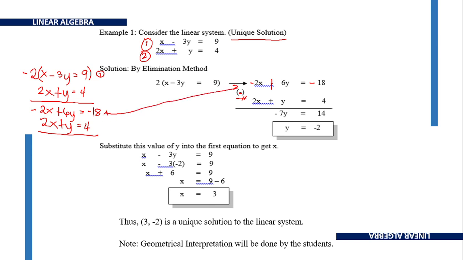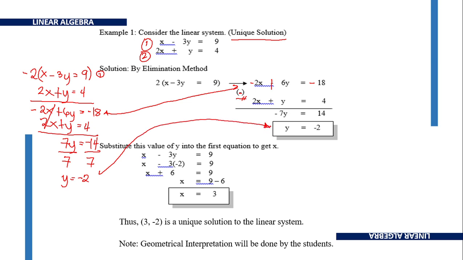Simplify natin to. We have negative 2x plus 2x, cancel na siya since they are 0. 6y plus y is 7y. Then, we have negative 18 plus 4 is negative 14. Divide both sides by 7. Then, we have y is equal to negative 2. Mapapansin nyo, parehas siya.